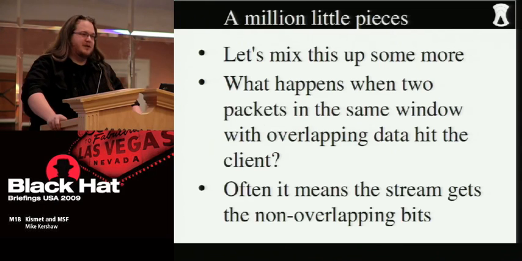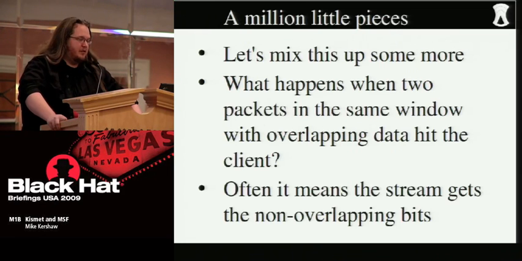What happens when two packets in the same TCP window with the same sequence number with overlapping ranges of different sizes hit the stack at the same time? In Linux, it means the stream comes out with the overlapping versions of the two packets, or I'm sorry, the non-overlapping versions of the two packets.